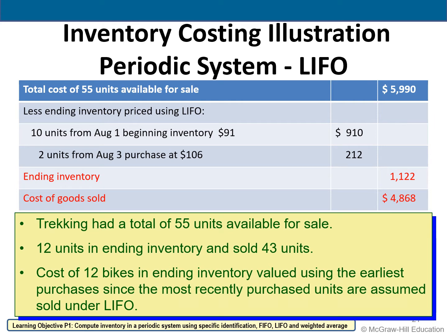And then under LIFO, we're assuming that the very first purchases are those that are sitting in ending inventory. So we have 12 units total left. So we're going to use the 10 units from the August 1st beginning inventory at the $91 and the 2 units from the August 3rd purchase at 106. Okay.